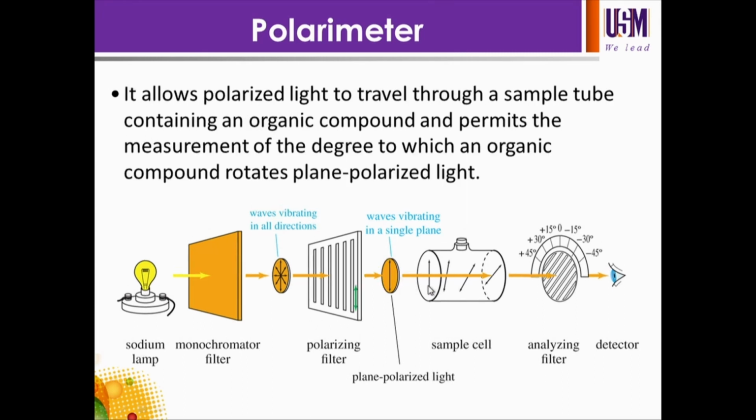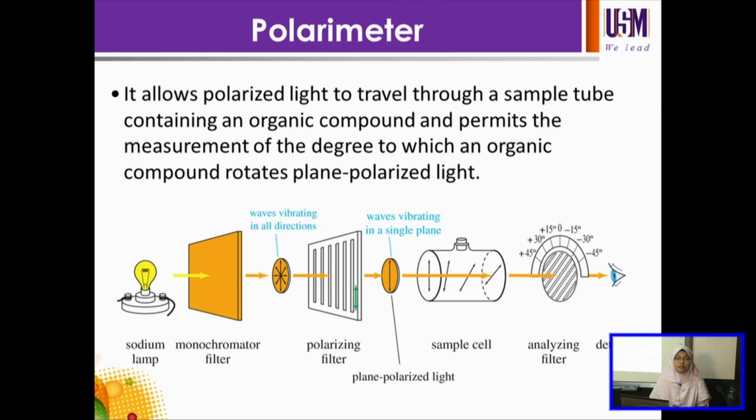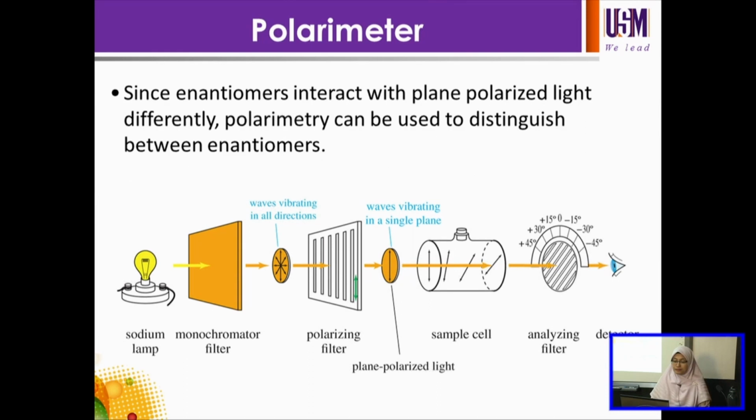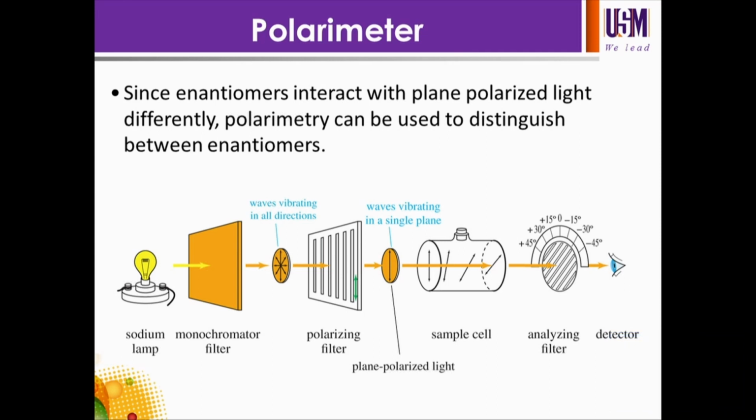The polarimeter allows polarized light to travel through a sample tube containing an organic compound, and it permits the measurement of the degree to which an organic compound rotates the plane polarized light. Since enantiomers interact with plane polarized light differently, polarimetry can be used to distinguish between enantiomers. So only a polarimeter can be used to differentiate various types of enantiomers.